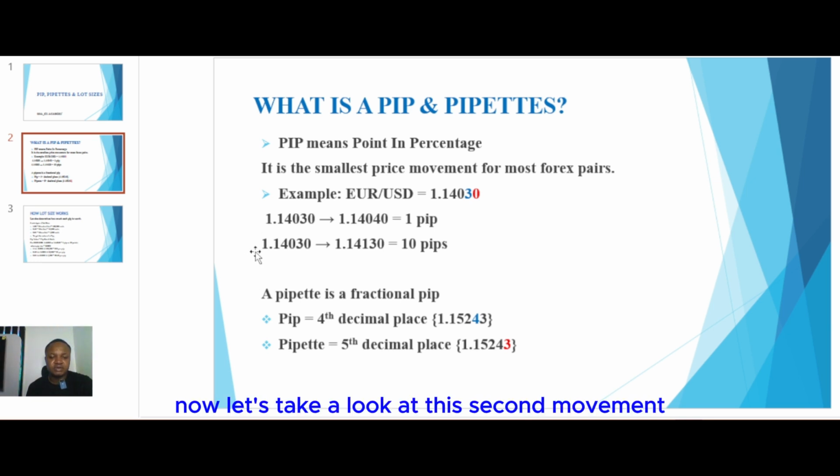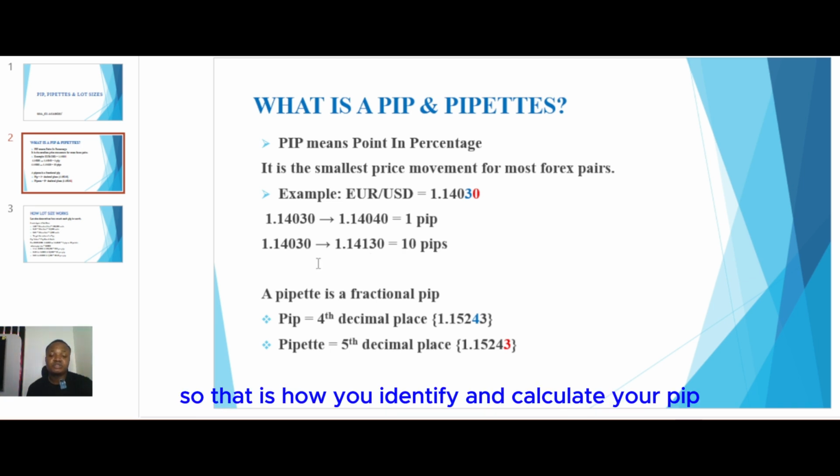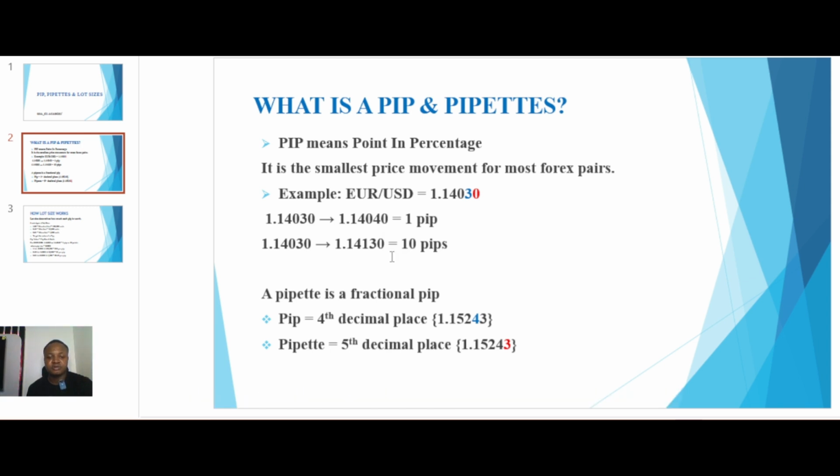Now let's take a look at this second movement. The price moved from 1.1403 to 1.1413. The difference between this and this is just 10 movements, right? So that is what we call 10 pips. So from 1.1403 to 1.1413, that is just 10 pips. So that is how you identify and calculate your pip.